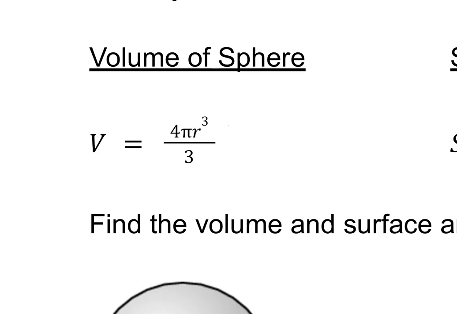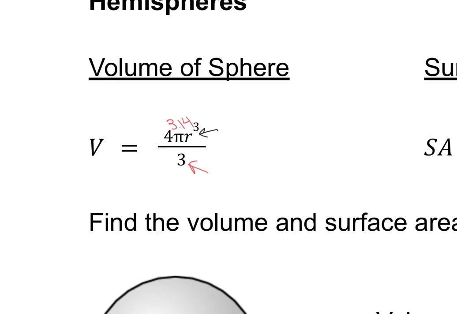So notice that this is cubed, not squared, so we're going to have to make sure we know how to deal with that. And then, as always, anytime we have a pi, it's going to be 3.14. And then also, just like when we did cones and pyramids, we will divide by 3. Okay, so that's how we find our volume.